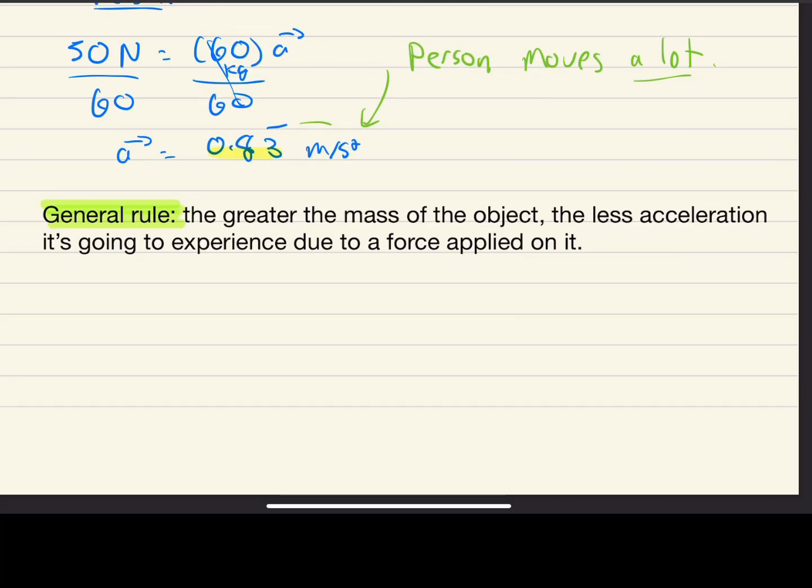The general rule for this is that the greater the mass of the object, the less acceleration it's going to experience due to a force applied on it. In even more concise terms, the bigger object stays relatively still, while the smaller object moves.